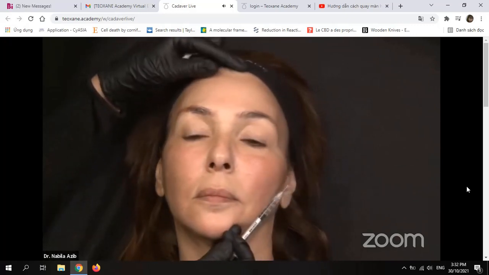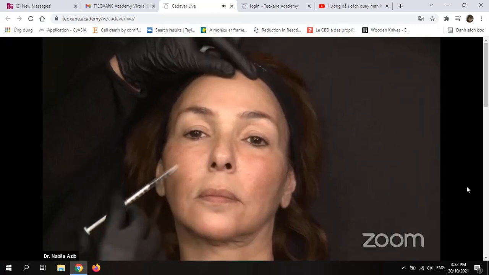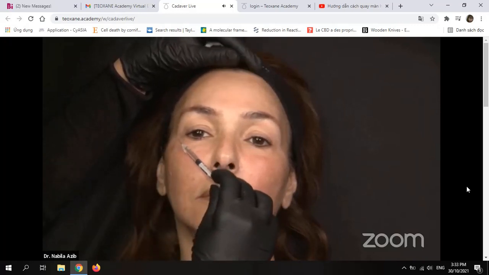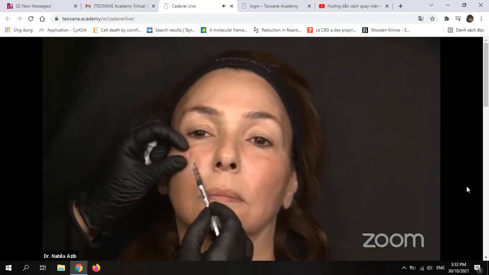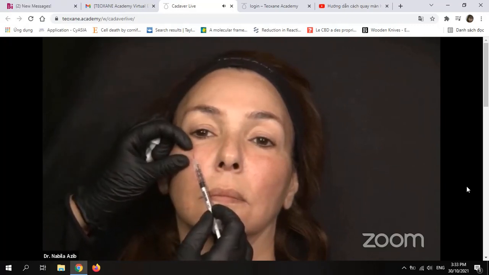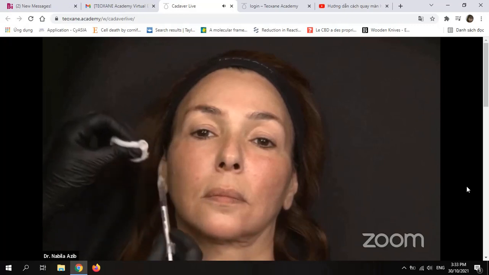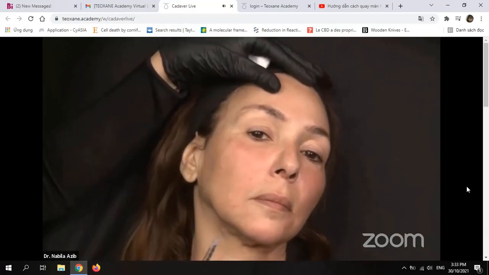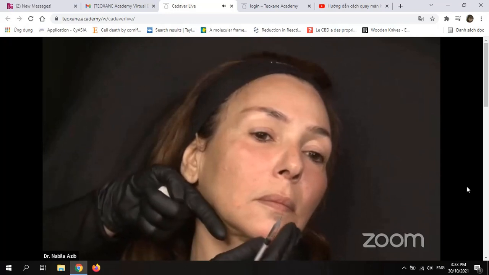My other entry point with the cannula for the tear trough will be at the intersection between the tear trough and the palpebromalar groove. So I will use the lidocaine with epinephrine for all my entry points. Then I can see the whitening effect and see where should be my entry points.